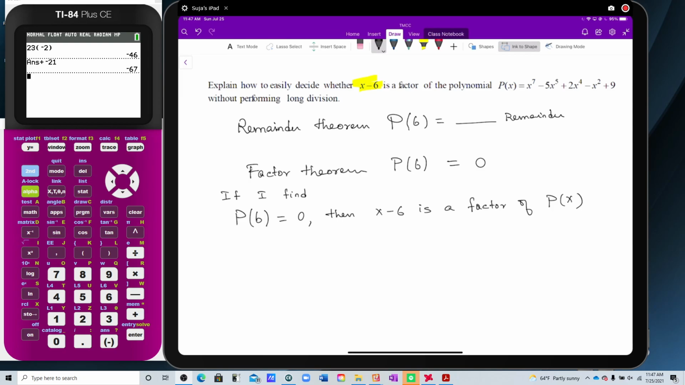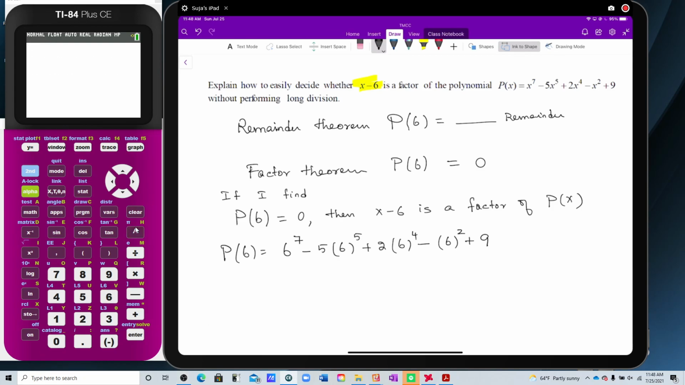So we can check this. So let me first do what p of 6 is. So I'll have 6 to the power of 7 minus 5 times 6 to the power of 5 plus 2 times 6 to the power of 4 minus 6 squared plus 9, right? Okay, so let me put that in my calculator. I can do it the same way as it is given.